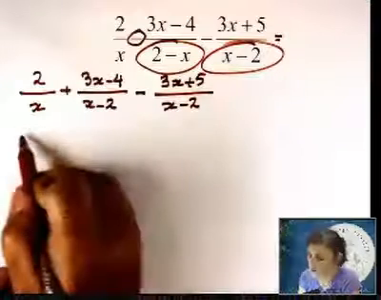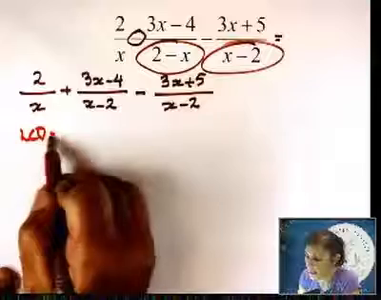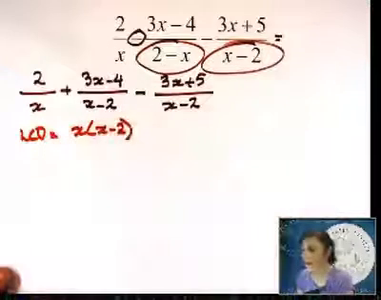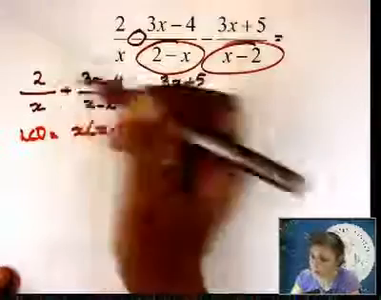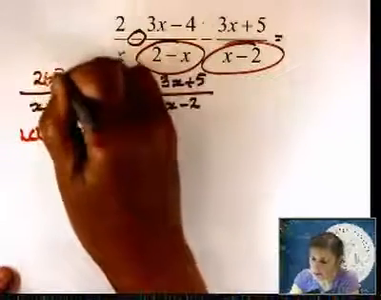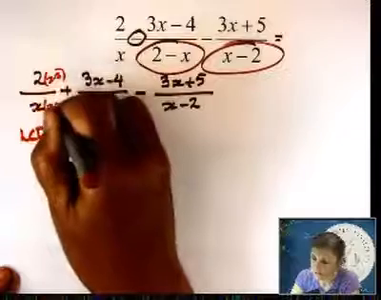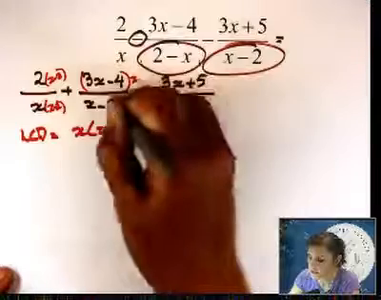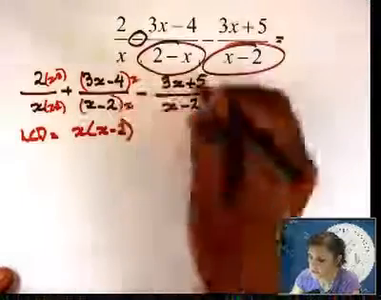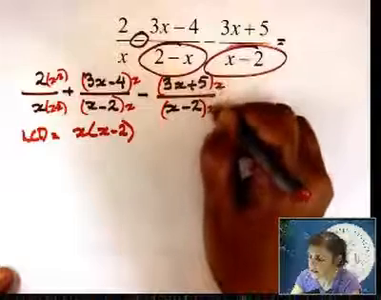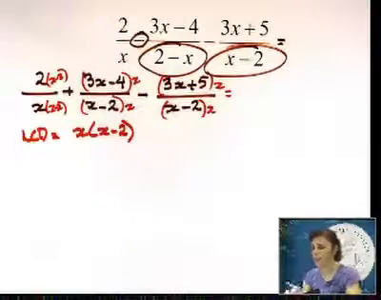Now write down your lowest common denominator. That happens to be x times x minus 2. Now let's go put that in here. I am missing an x minus 2. Here I'm missing an x. Here I'm missing an x. Let's make it all pretty.